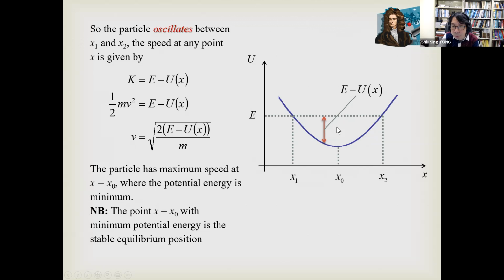So this is the position where you acquire the largest, higher speed. And the higher speed is given by the square root of 2 times (E minus U(x0)) over m, okay? So that is the higher speed, okay?